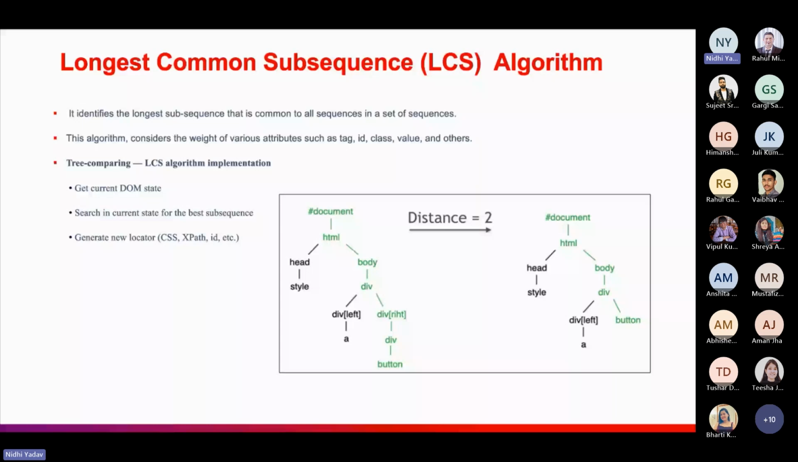This algorithm will be used in an enhanced manner by considering the weight of various attributes like tag, ID, class, etc. The longest common subsequence algorithm follows a tree comparing approach where it first gets the current DOM state, then searches the current state for the best subsequence, and then it generates a new locator to be used.